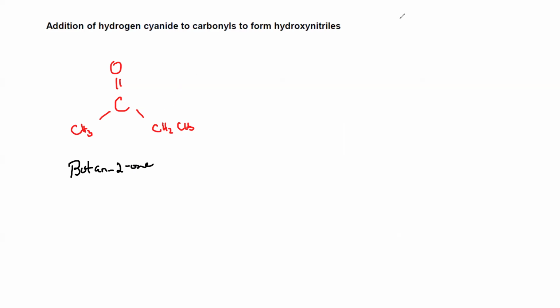Now, we use a mixture of potassium cyanide and hydrogen cyanide, or HCN, because HCN does not decompose easily. But what happens? The potassium cyanide will decompose into K+ and CN-. This CN-, which is here, and carbon is partial positive and oxygen is partial negative. So this CN- will attack the carbon, trying to form a bond with carbon. And the oxygen will take both of the electrons which are involved in the bonding.